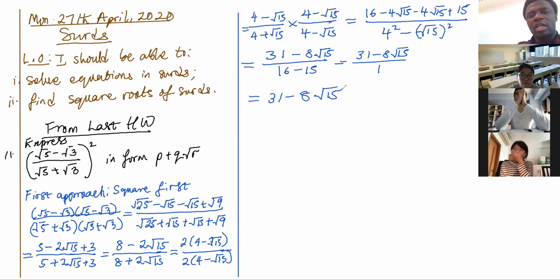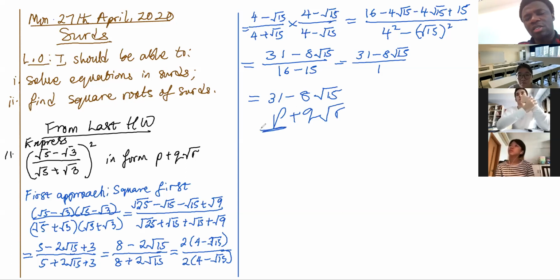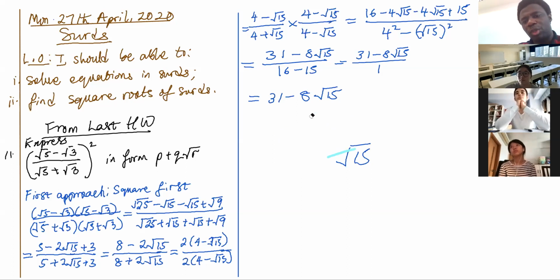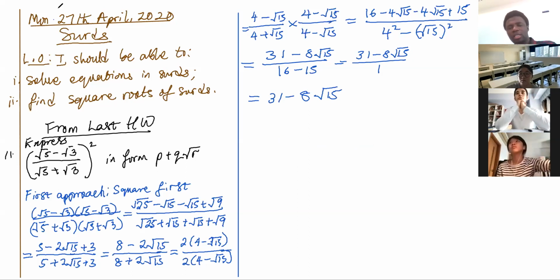So the question says, express in the form P plus Q root R. It means a number stands alone, then another number and a square root. Even if your answer were 31 minus root 15, yes, another number is there, which is 1, but we don't just put it there. You have expressed it, and that's it. No one asks you for P, Q, and R. Does that make sense? So this is the end. If the question had said find P, Q, and R, then you can go ahead and find P, Q, and R. So nice work, everybody.